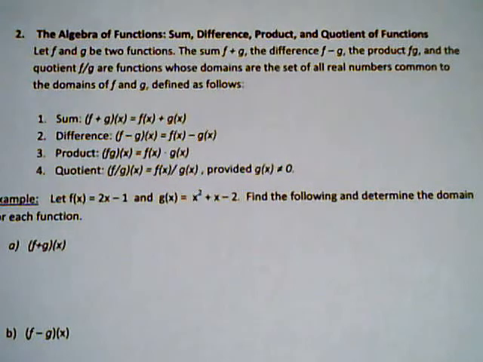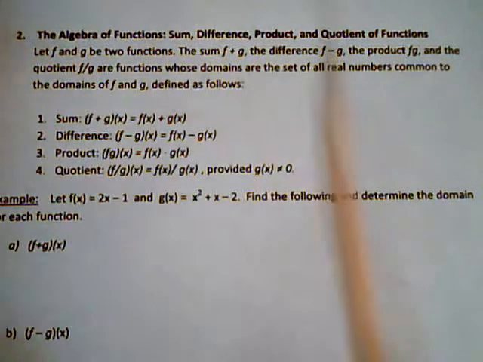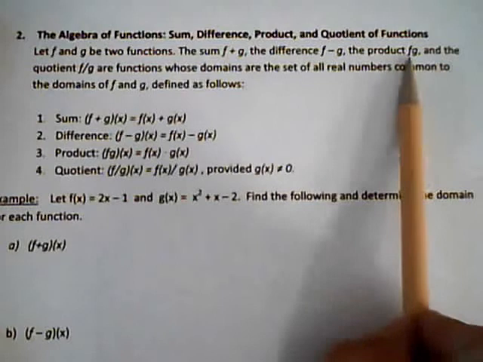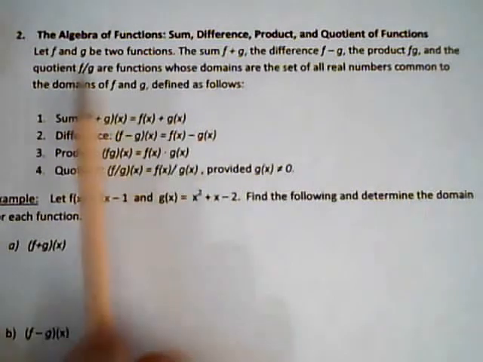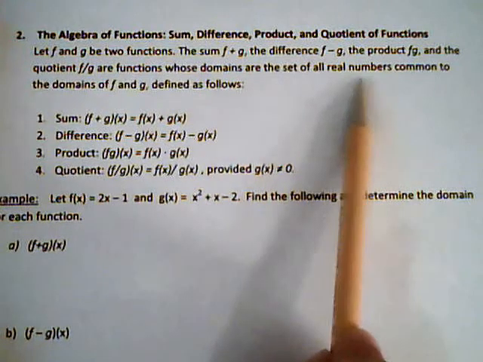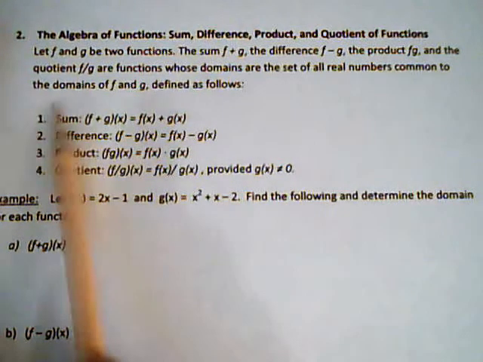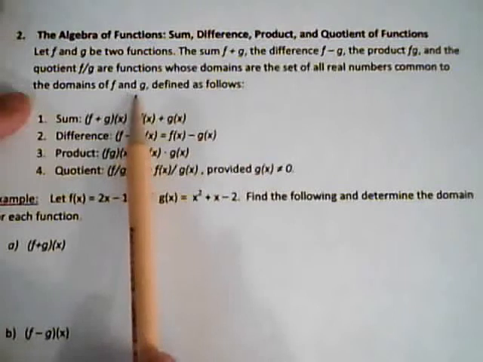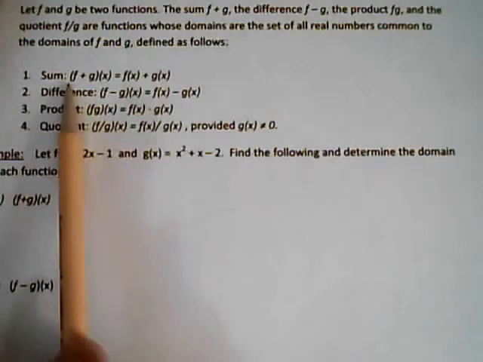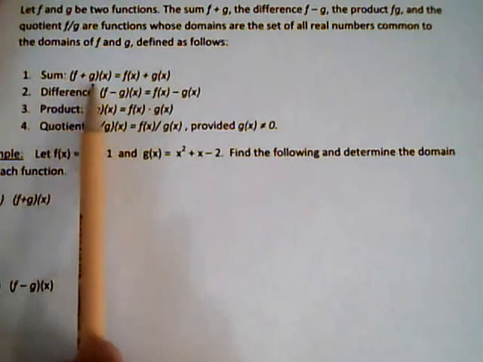Okay, the algebra of functions: we have the sum, difference, product, and quotient of functions. It says let f and g be two functions. We can write the sum, f plus g, the difference, f minus g, the product, f times g, and the quotient, f over g, are functions whose domains are the set of all real numbers common to the domains of f and g.